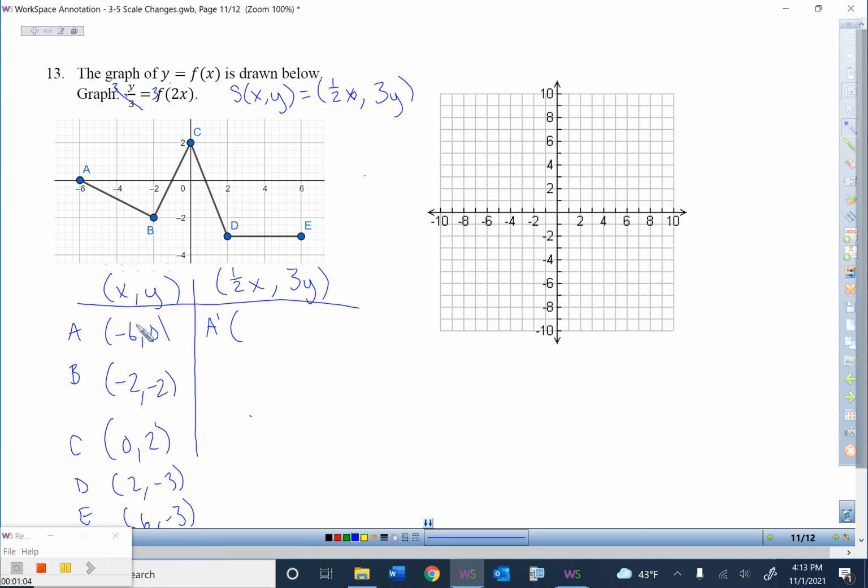So taking half of -6 is -3. 0 times anything is still 0. First point is done. B prime, we've got -2 times 1/2, so that's -1. And -2 times 3 is -6. And that's done. Okay, what I want you to do is pause the video and find the last 3 for me.